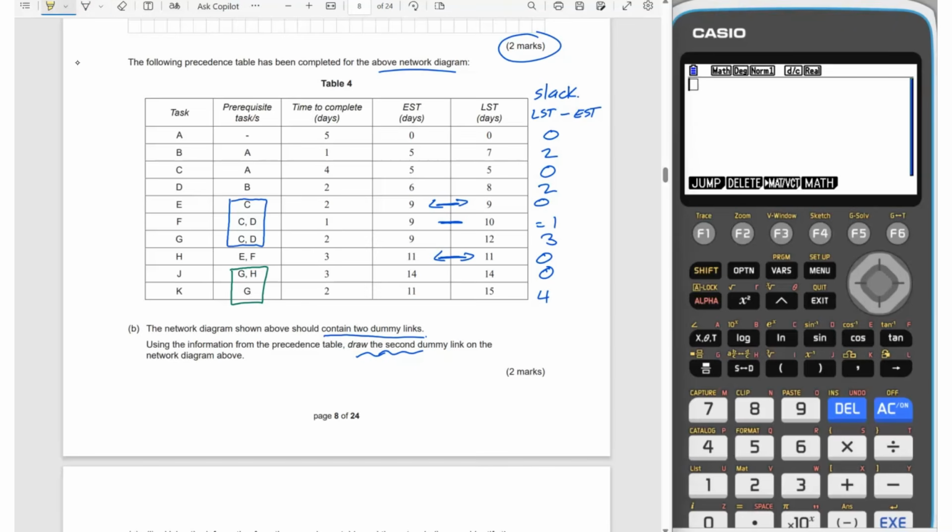So if we're looking through here, we've got A. We've got C, E, and then H and J.